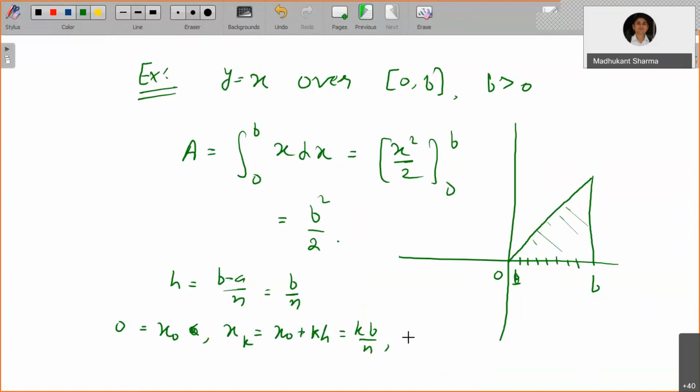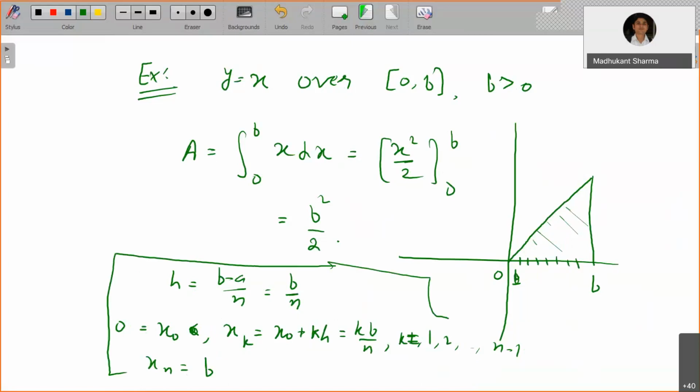Here k is 1, 2, and so on up to n minus 1. Obviously xn, when you take k equals n, is going to be b. You subdivide this region into rectangles and take the limit. That will also give you the same answer, which we have dealt with earlier.